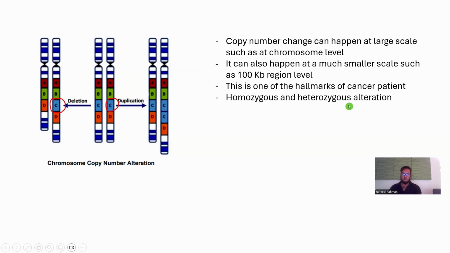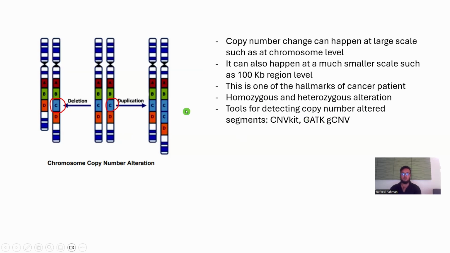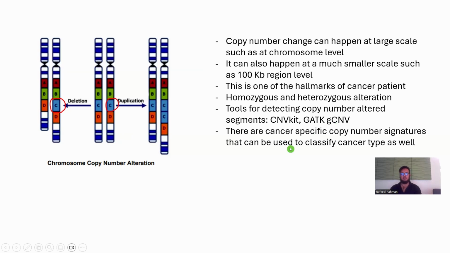As I mentioned before, there are homozygous and heterozygous alterations. If you want to detect the copy number altered segments in your human body, there are tools available, for example CNVkit, GATK gCNV, etc. Finally, for different diseases, for example liver cancer or breast cancer, there are some copy number signatures. There are predefined bins and predefined patterns of copy number which can be used to identify that cancer type. So the copy number profile is a very important property in bioinformatics.